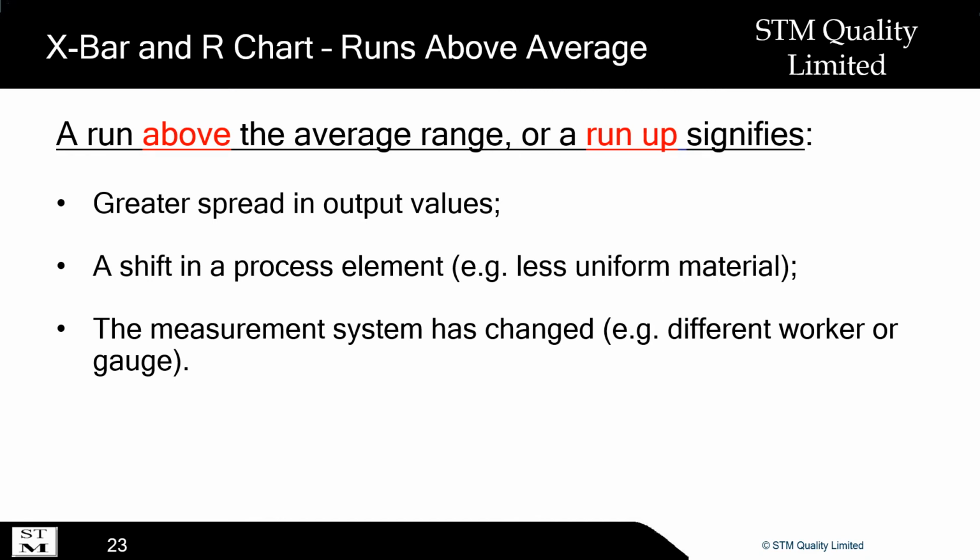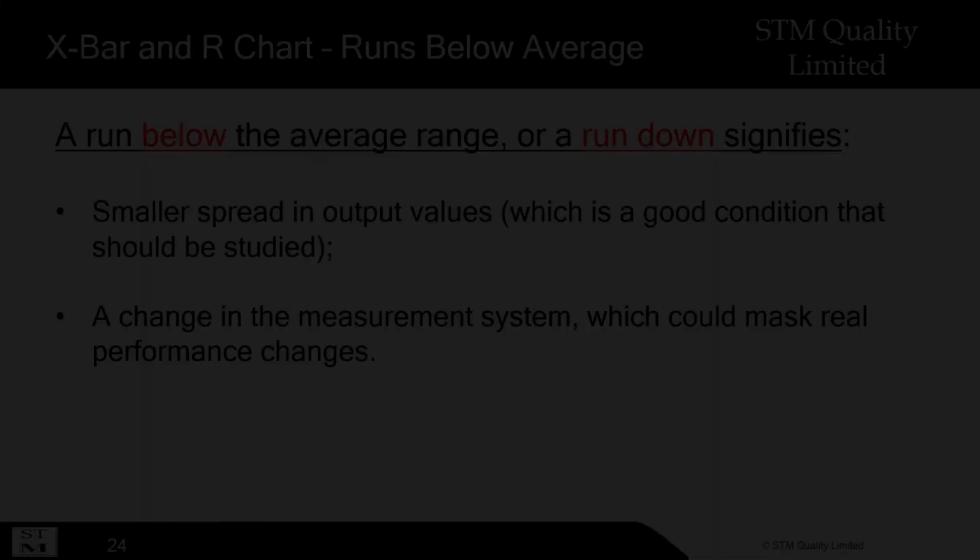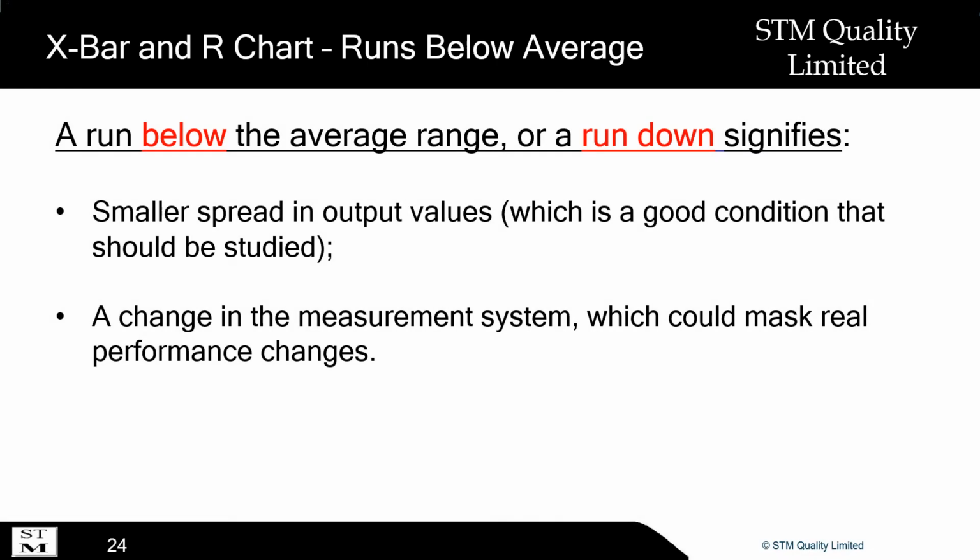A run above the average range or a run up signifies greater spread in output values, a shift in a process element, for example less uniform material, or the measurement system has changed, for example a different worker or gauge. A run below the average range or a run down signifies a smaller spread in output values, which is a good condition that should be studied. A change in the measurement system, which could mask real performance changes.